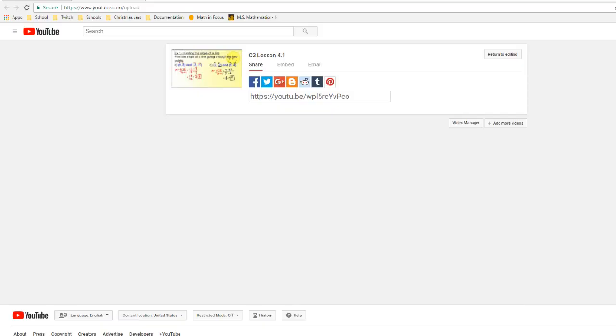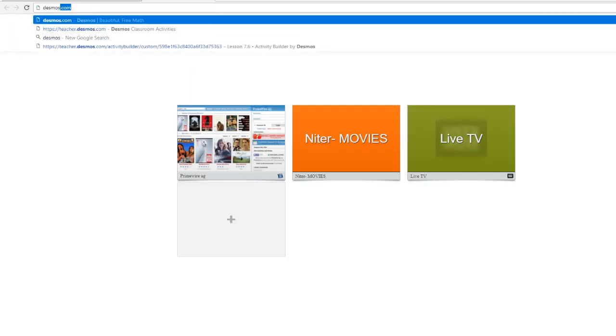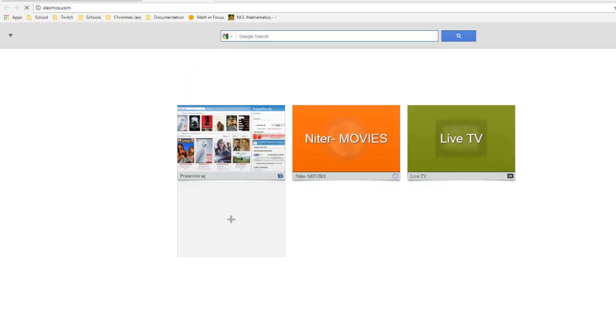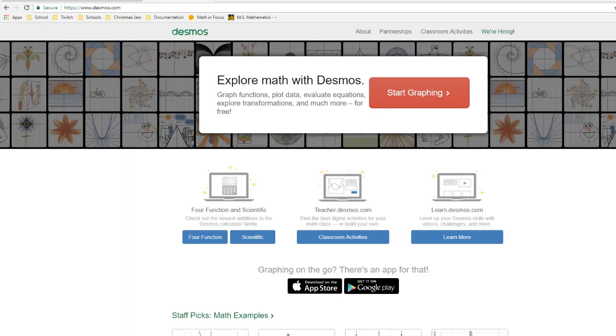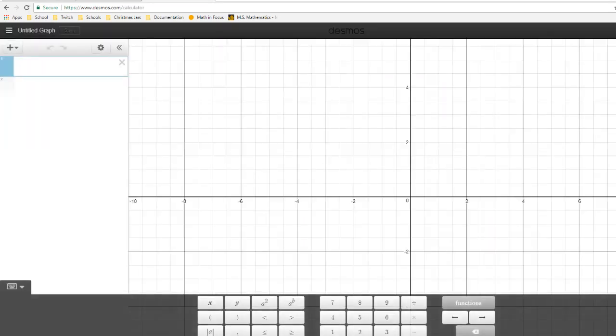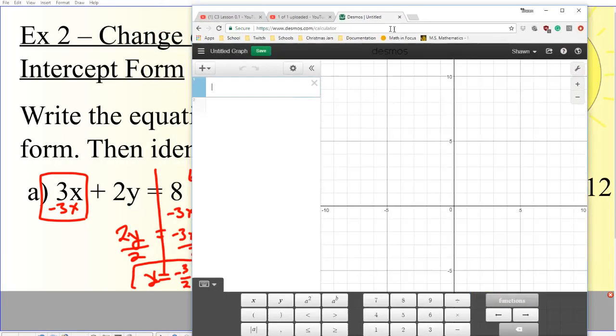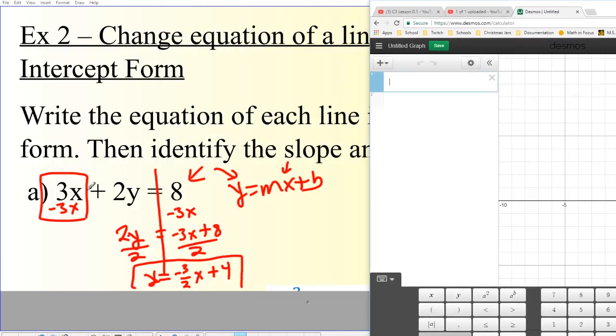Now, I want to show you something. If you go to good old Desmos, either the app or the website, you click on Start Graphing. If I type in this equation I started with and this equation I ended up with, we should get the same exact line. So I'm going to do the first one. It's 3x plus 2y equals 8.